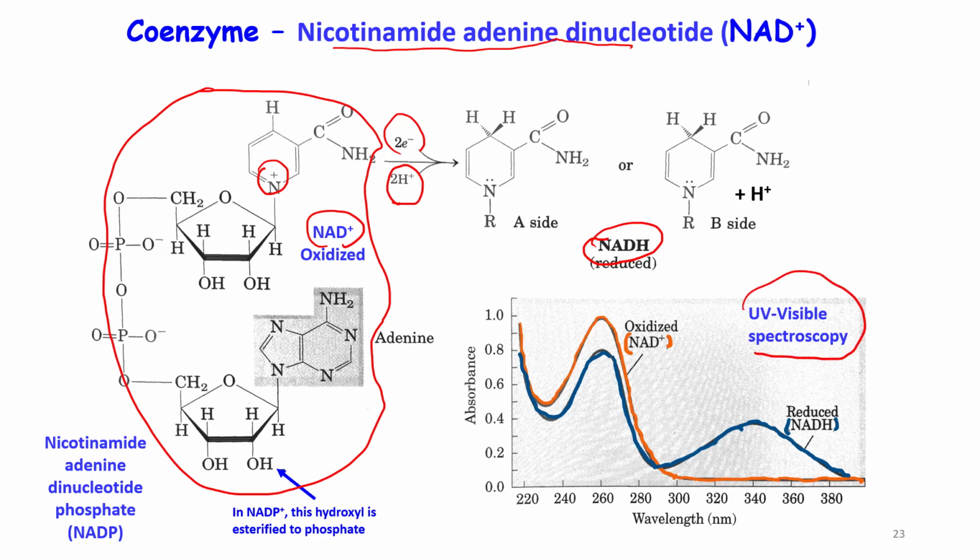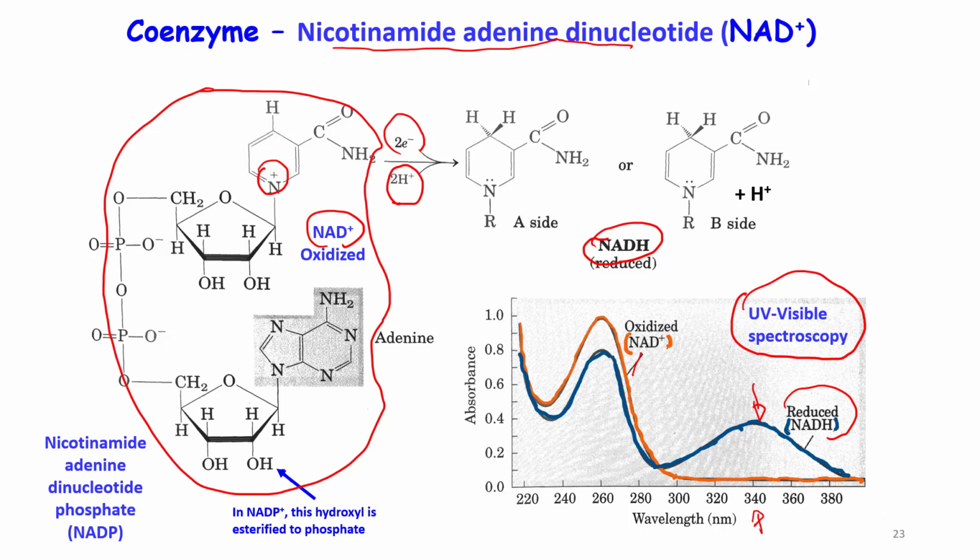So we can use spectroscopic methods where the NAD plus, which is the orange line over here, you can see that that thing has no peak at 340 nanometers, whereas the blue guy here, which is the NADH, has a peak at 340 nanometers. So if you see an absorption feature at 340 nanometers, you can tell that, oh, now I have NADH present in solution instead of NAD plus.